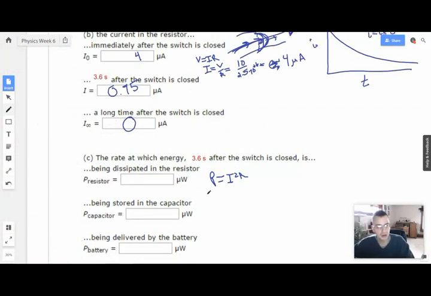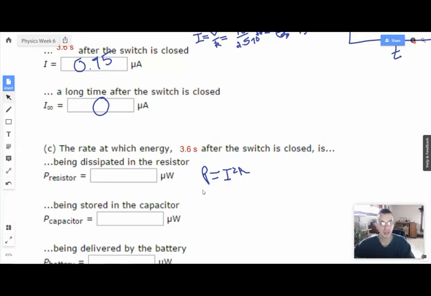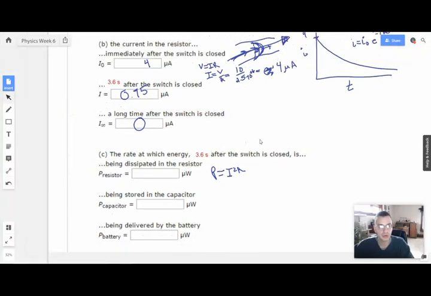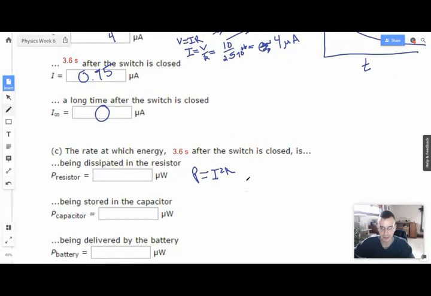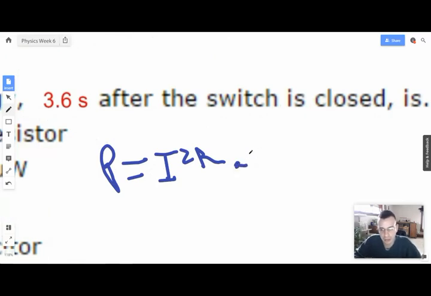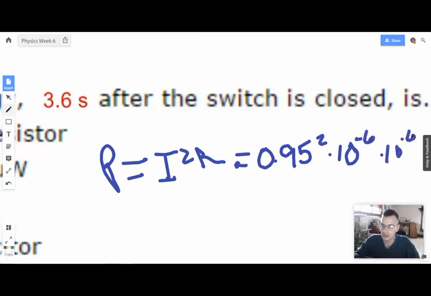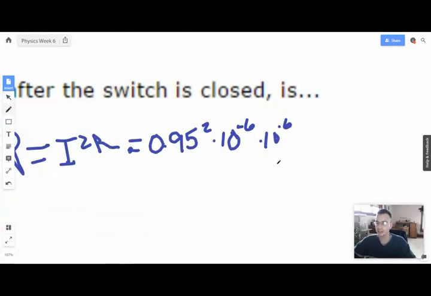Alright, so at 3.6 seconds we know we have 0.95 microamps. The rate at which energy is used is power. So this will be 0.95 squared, and then we'll have 10 to the negative 6 times 10 to the negative 6, because that's 10 to the negative 6 squared. Then we'll multiply by the resistor, which is 2.5 times 10 to the 6th, which will get rid of one of our 10 to the 6th.